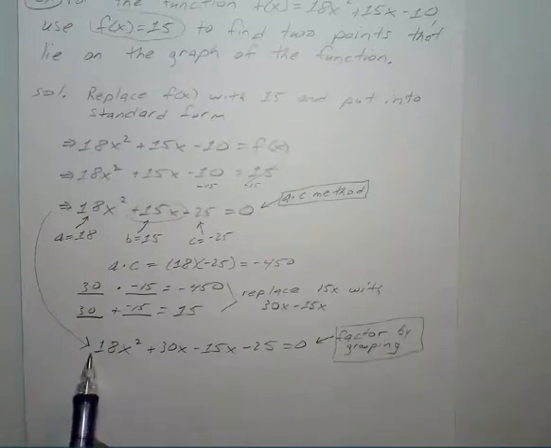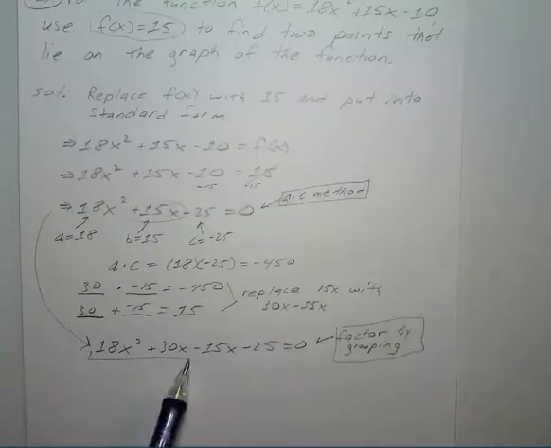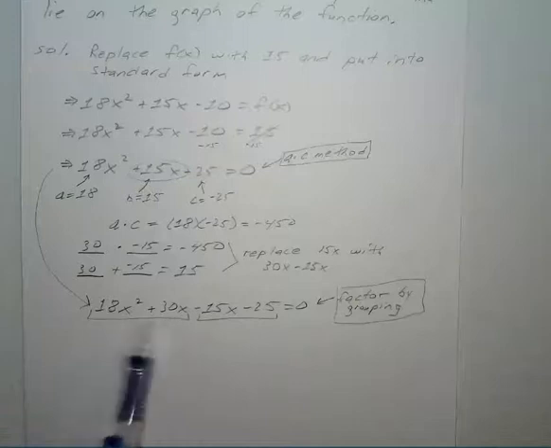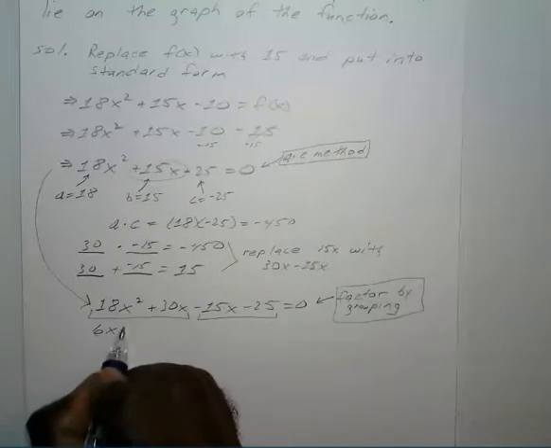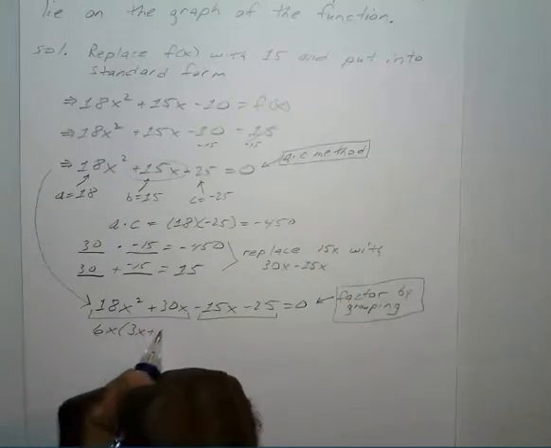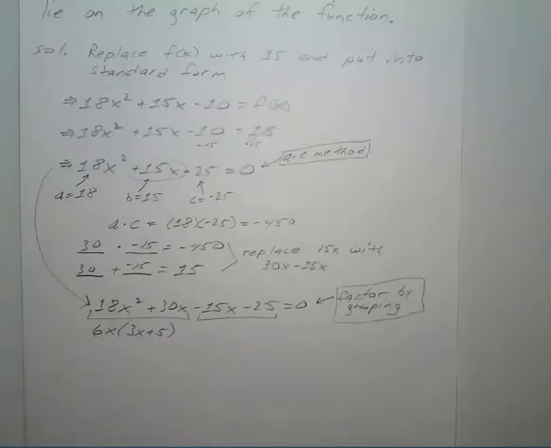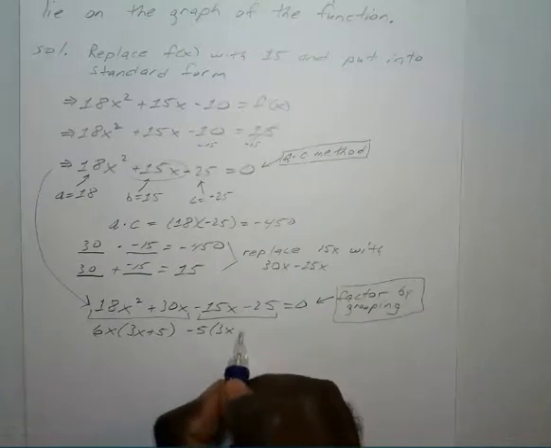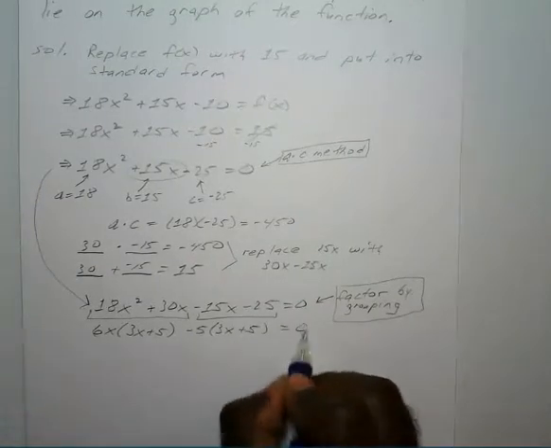Remember, when you factor by grouping, you take the 4 terms and make 2 smaller subgroups of them. You find the greatest common factor of those 2 subgroups. For the first group, you can factor out 6x, and that will leave 3x plus 5. For the second group, you can factor out a negative 5, which will leave you with 3x plus 5. And again, that equals 0.